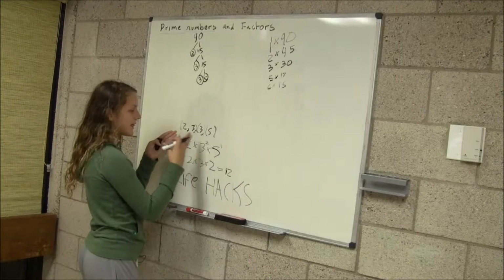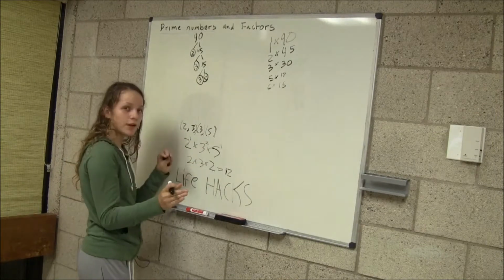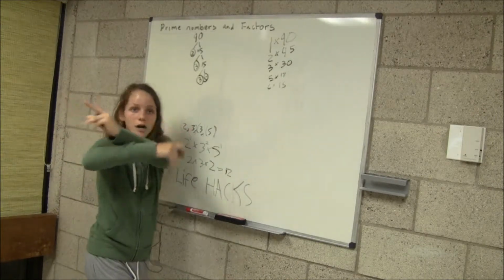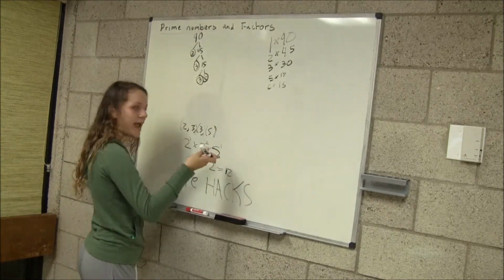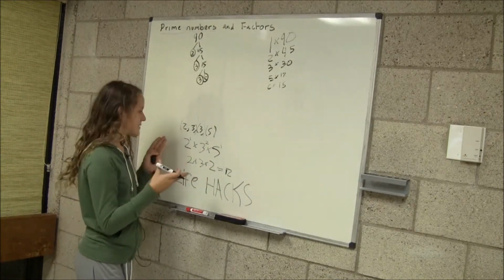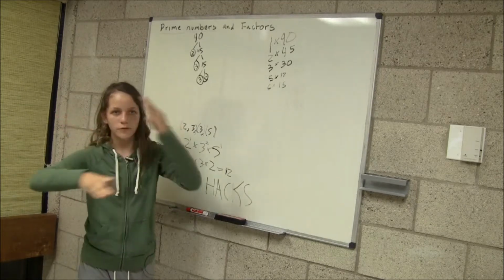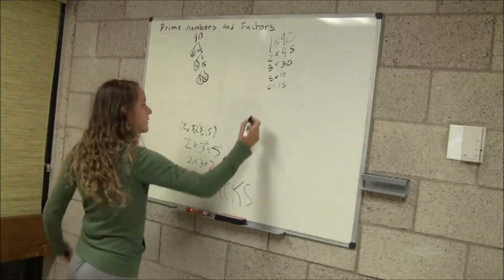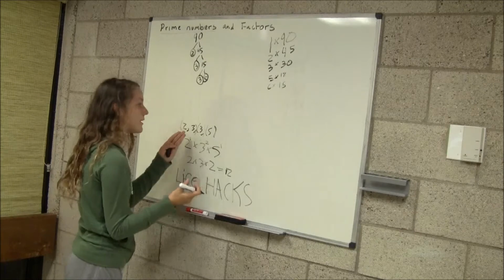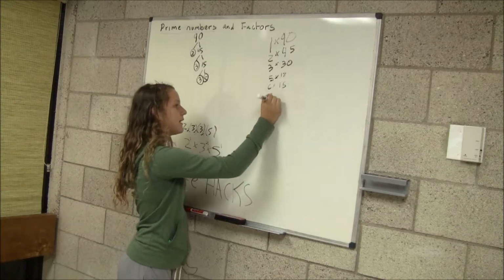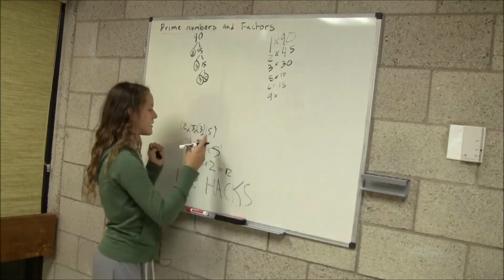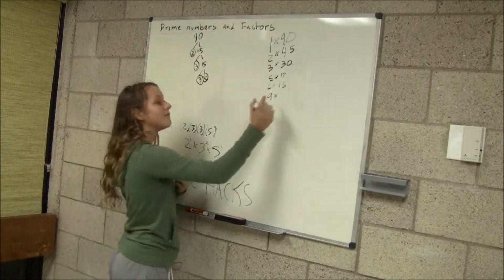7. Anything here times any other number equal to 70? Nope, nada. So now we will move on to our next number, 8. It does not work. Nope. So now we'll go on to 9. 9 is a factor by 3 times 3. So 9, and then 5 times 2, 10.